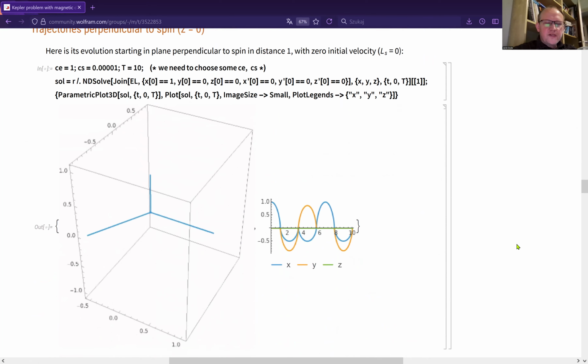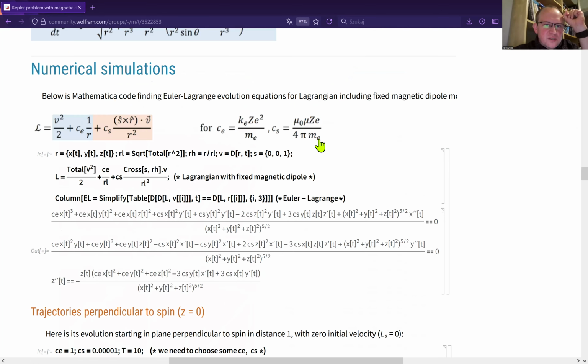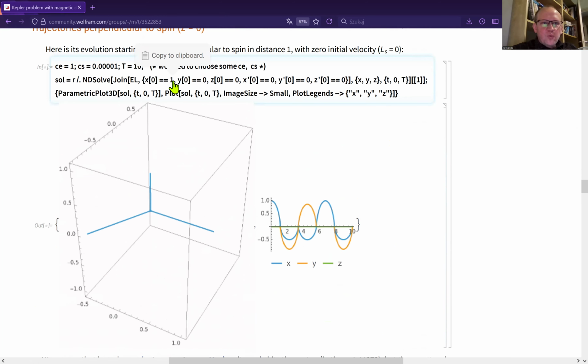Symbolically, we get these formulas, a bit more complicated than standard ones. And now let's take a look at what's happening if we start in the plane perpendicular to the spin. So I now assume that the spin is in the z direction, so the spin is 0, 0, 1. So now we will focus on behavior in z equals 0, so this xy plane. So here we start from 1, 0, 0, yes, from x. So we start here.